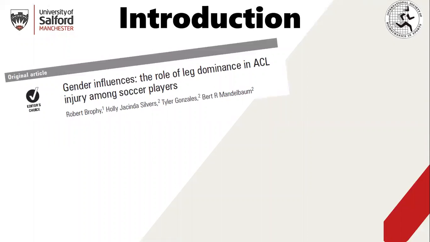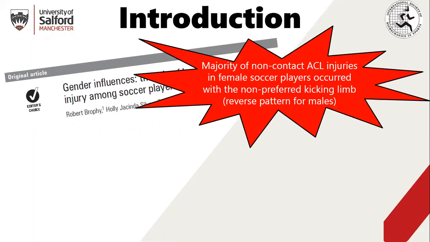Non-contact ACL injury patterns in soccer players have also been shown to differ between sexes in regard to limb preference, with the majority of injuries in female soccer players occurring with a non-preferred kicking limb and a reverse pattern in males. Limited literature has examined whether limb preference influences bilateral and reciprocal knee joint muscle balance in female soccer players, particularly throughout knee joint range of motion.